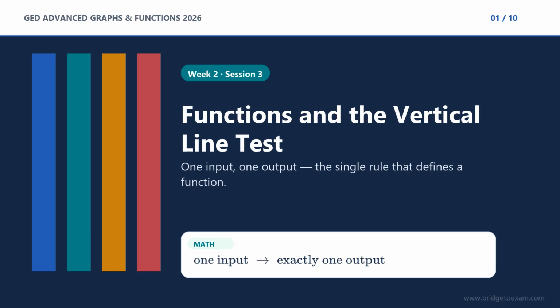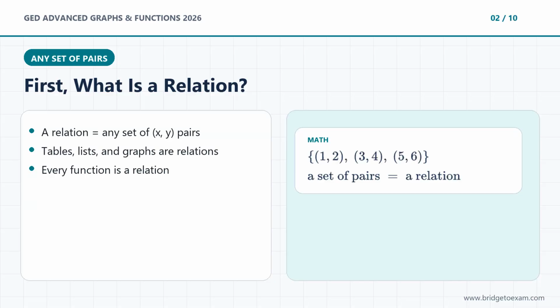Today we learn the most important idea in this whole course: what makes a relation a function? The rule is beautifully simple. Each input gets exactly one output. By the end of this lesson, you will be able to test any set of points, any table, and any graph quickly and confidently. Let's start gently.